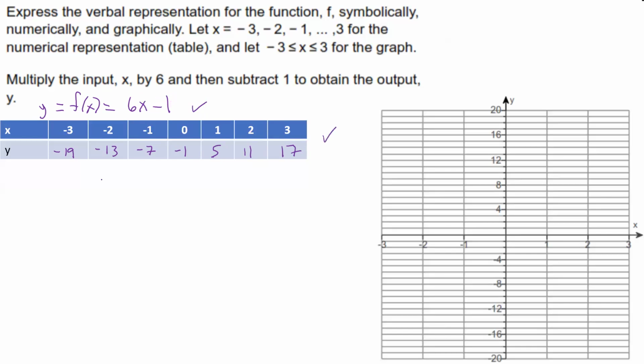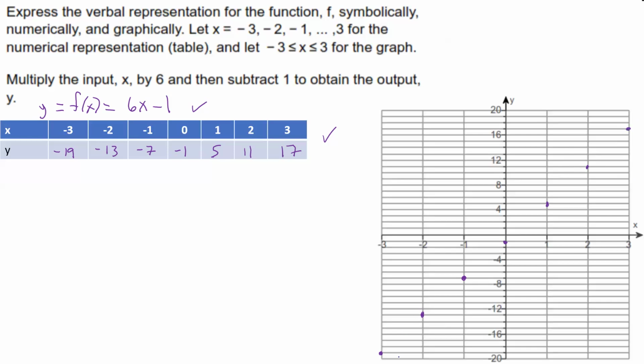And now graphically, we're just going to take these points and plot them here. So -3, -19. So that looks like something right about there. -2, -13. So somewhere about here maybe. And -1, -7. That's about here. 0, -1. Oops, about there. 1, 5, so that's about there. 2, 11, so that's going to be about there. And then 3, 17, so that's going to be about there.